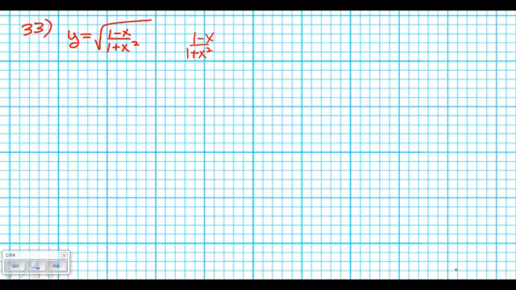Well, the bottom is always positive. So the only question then is, when is this numerator positive? Sorry, greater than or equal to. Well, I'll bring that negative x over, whenever x is less than or equal to 1. So the domain of that function is right there.